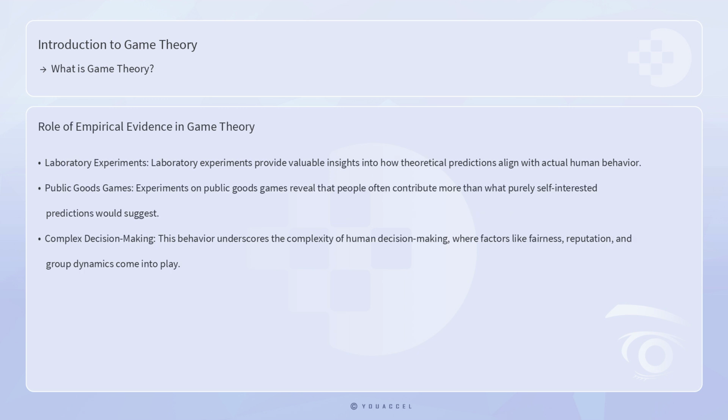To substantiate the theoretical underpinnings of game theory, empirical evidence plays a crucial role. Laboratory experiments and field studies provide valuable insights into how theoretical predictions align with actual human behavior. For example, experiments on public goods games, where individuals decide how much to contribute to a common pool, reveal that people often contribute more than what purely self-interested predictions would suggest. This behavior underscores the complexity of human decision-making, where factors like fairness, reputation, and group dynamics come into play.